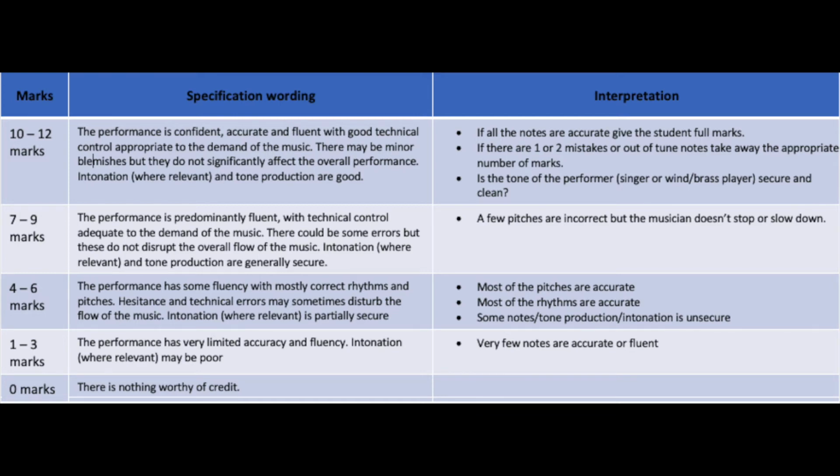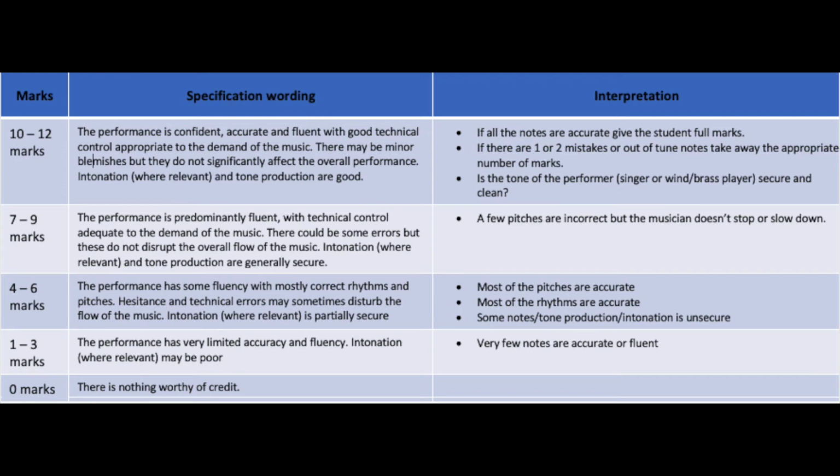The 4 to 6 mark band says the performance has some fluency with mostly correct rhythms and pitches. Hesitance and technical errors may sometimes disturb the flow of the music. Intonation, where relevant, is partly secure. So this means most of the pitches are accurate, most of the rhythms are accurate, some notes or the tone production or the intonation is unsecure. So that might mean that some notes might not be as strong as others, or they might wobble.